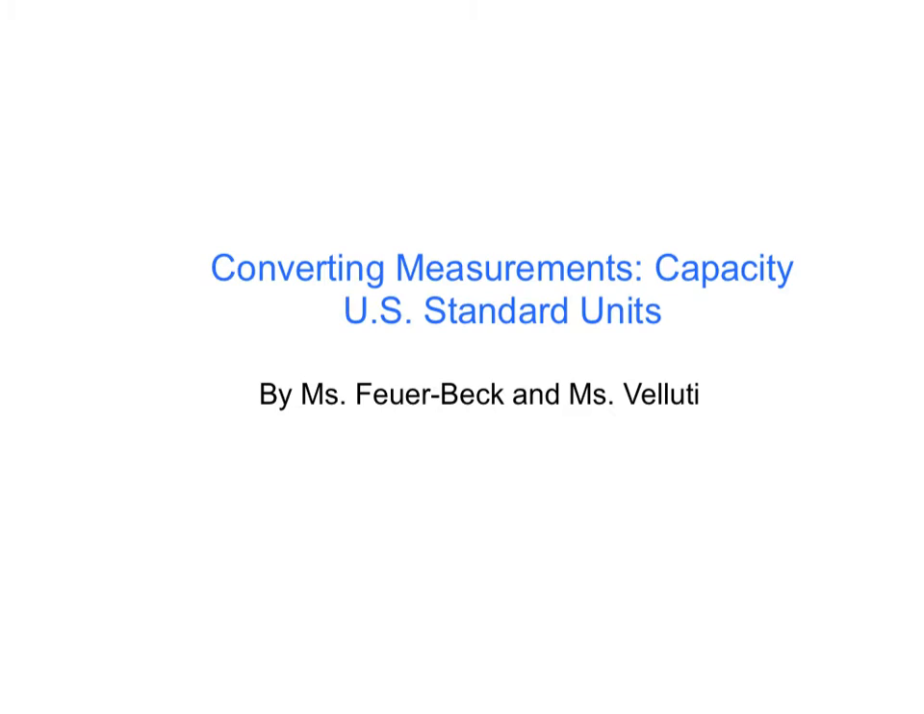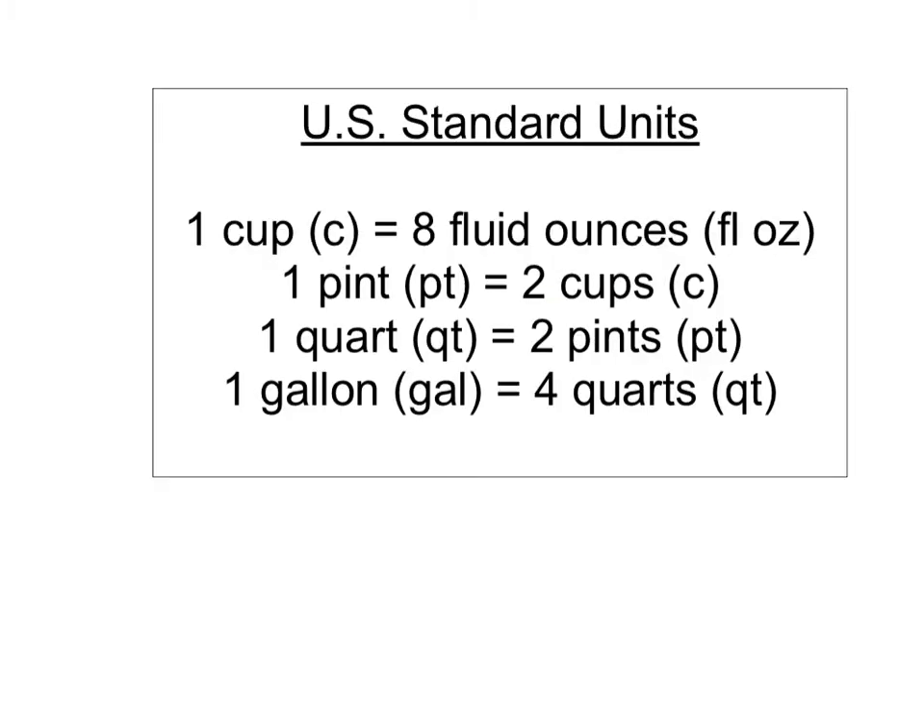Today we will be converting measurements for capacity using the U.S. standard units. These are the conversions that you'll need to know for today. 1 cup equals 8 fluid ounces, 1 pint equals 2 cups, 1 quart equals 2 pints, 1 gallon equals 4 quarts.